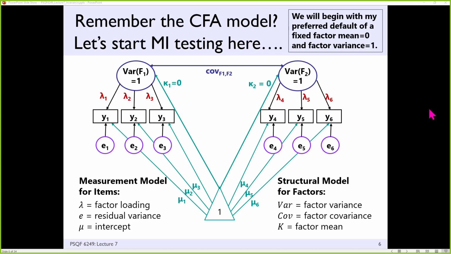The first model that we would estimate, I would recommend setting it up as a z-score scaling of your factor: factor mean 0, variance 1. Estimate all the loadings, all the intercepts, all the residual variances, and any factor covariances that you need as well. So it would look like this.